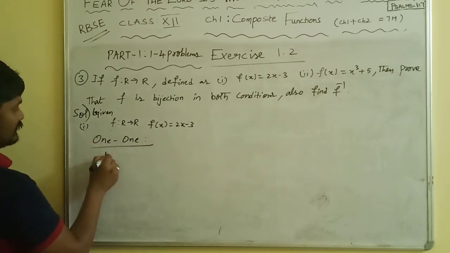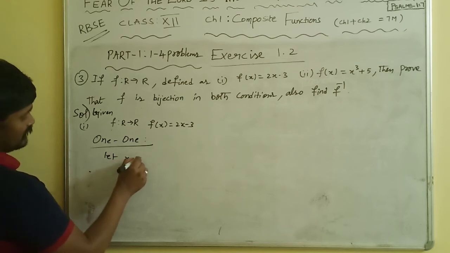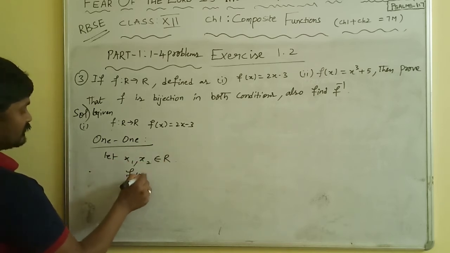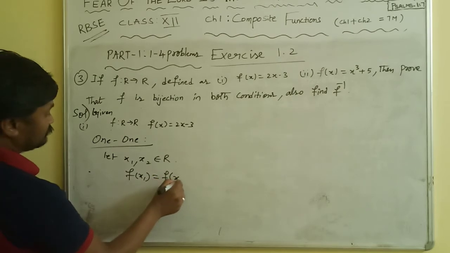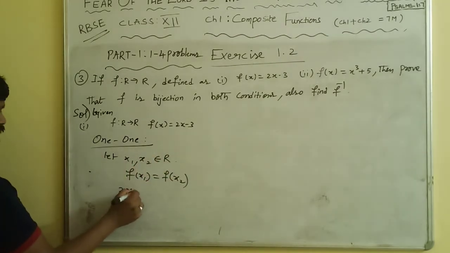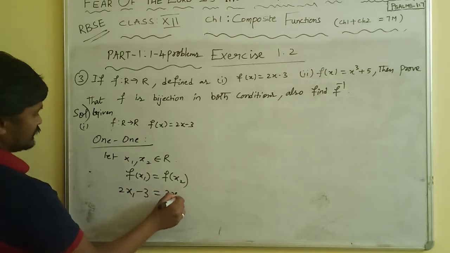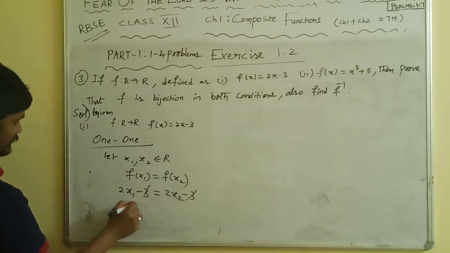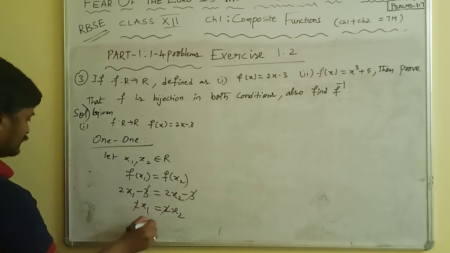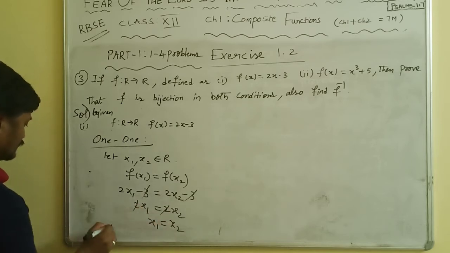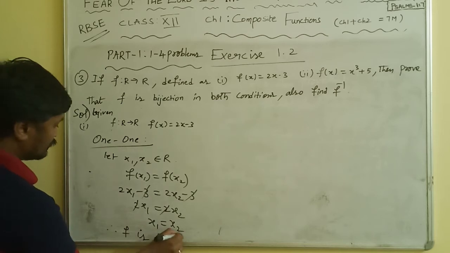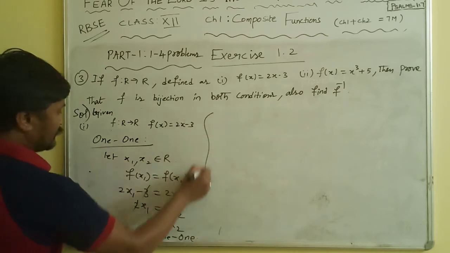Let x1, x2 belong to R, and f of x1 is equal to f of x2. Wherever x is there, substitute x1, x2. So 2x1 minus 3 equals 2x2 minus 3, minus 3 cancels. 2x1 is equal to 2x2, 2 cancels. x1 is equal to x2. Therefore, f is one-to-one. The first one, one-to-one, is finished.